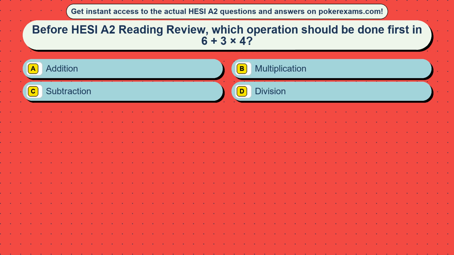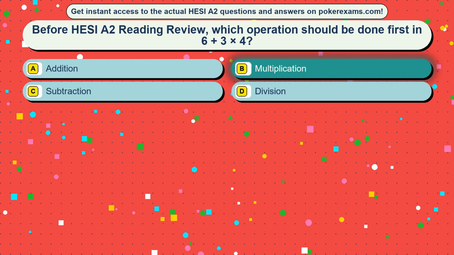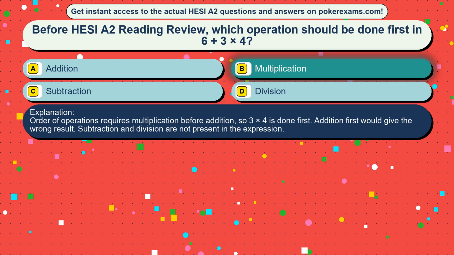Question 45. Before HESI A2 reading review, which operation should be done first in 6+3×4? Option A, addition. Option B, multiplication. Option C, subtraction. Option D, division. The correct answer is option B, multiplication. Order of operations requires multiplication before addition, so 3×4 is done first. Addition first would give the wrong result. Subtraction and division are not present in the expression.